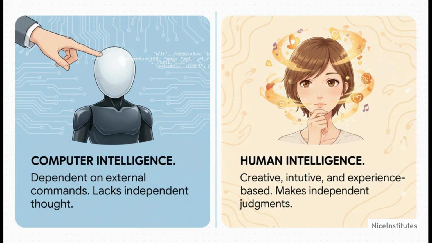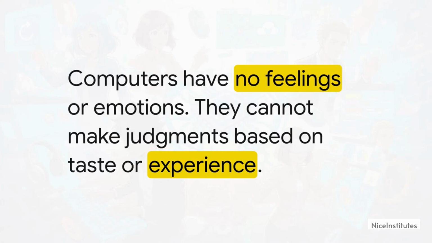And this slide lays it out perfectly. A computer has no IQ, none. It can't make its own choices. It's totally 100% dependent on what a person tells it to do. We, on the other hand, we use our intelligence, our past experiences, our gut feelings to make judgments and decisions constantly. And that brings us to what might be the biggest difference of all.